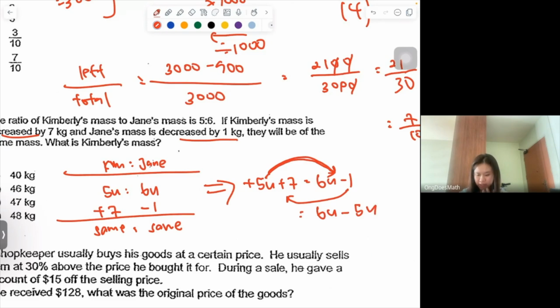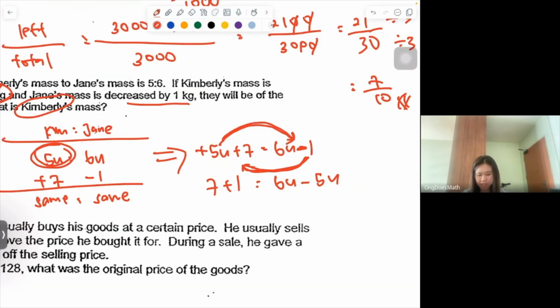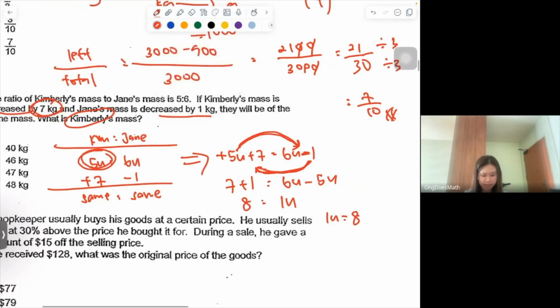For the constant, since here is minus, when you shift over, it should become plus. So it'll be 7 plus 1. 7 plus 1 is 8. 6 units minus 5 units is 1 unit. So now we understand that 1 unit is 8. And what was Kimberly's mass? Kimberly's mass was 5 units. So we just have to find out what 5 units is. 8 times 5 equals 40.